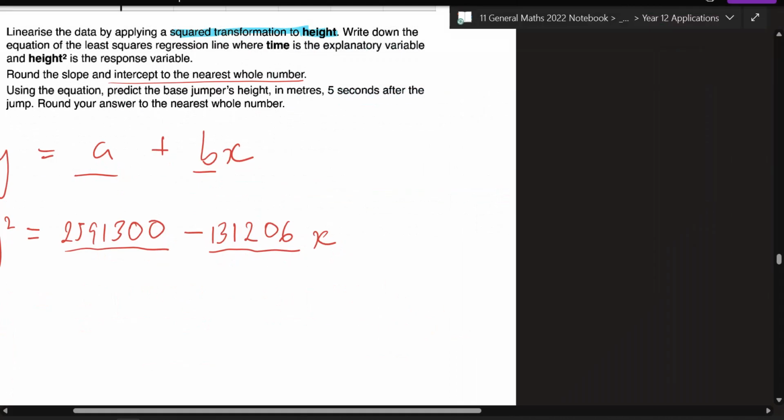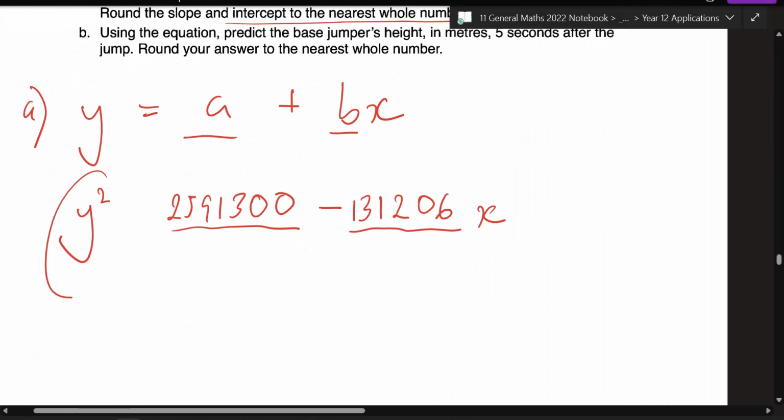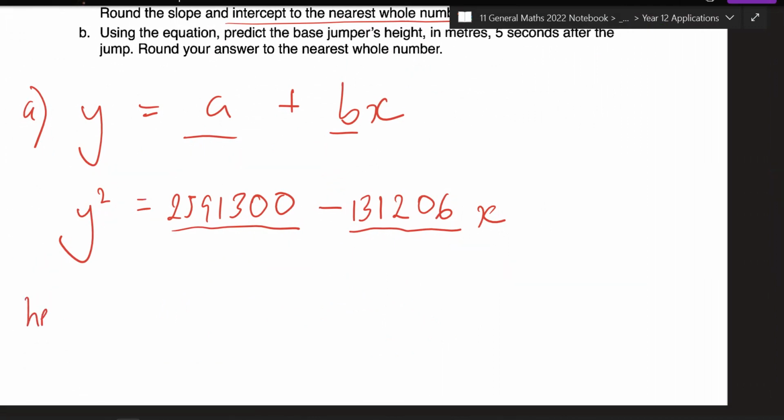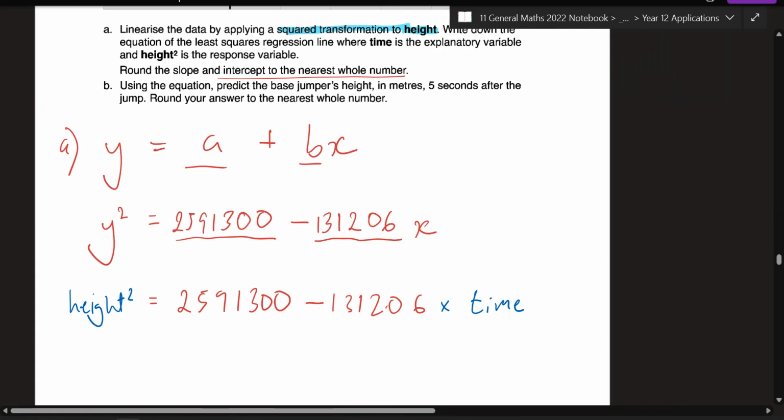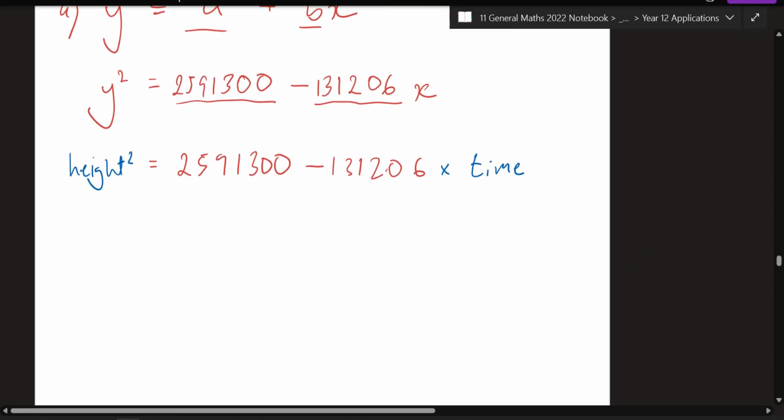Now, you can't just leave it there, yeah? You've got to make sure you change your EV and RV variables. So be mindful of what you transform. So this should be height squared is equal to 2591300 take away 131206 times our time. Remember, this time we're not squaring time, we're just squaring height. So that's my full formula and what it should look like on my SAC, on my exam.